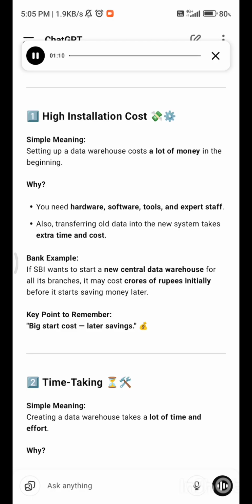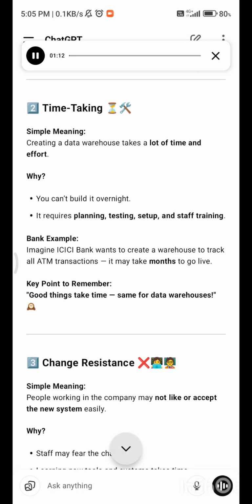2. Time taking. Simple meaning, creating a data warehouse takes a lot of time and effort. Why? You can't build it overnight. It requires planning, testing, setup, and staff training. Bank example: imagine ICICI Bank wants to create a warehouse to track all ATM transactions. It may take months to go live. Key point to remember: good things take time. Same for data warehouses.